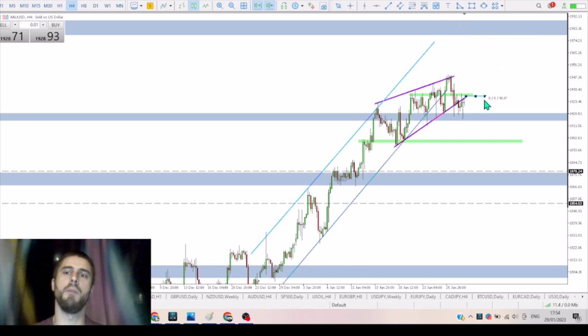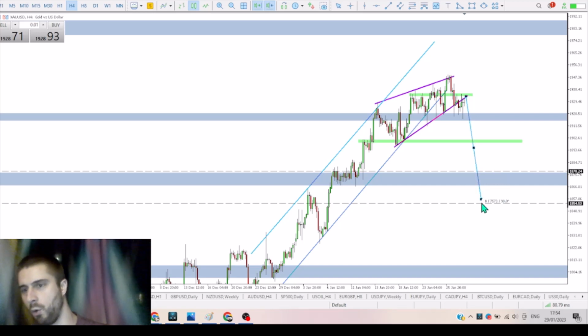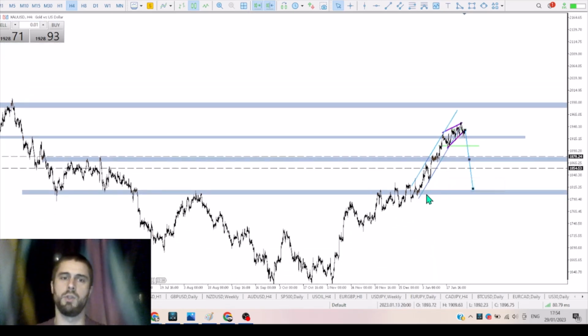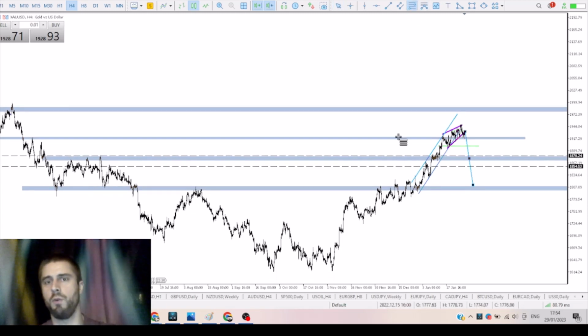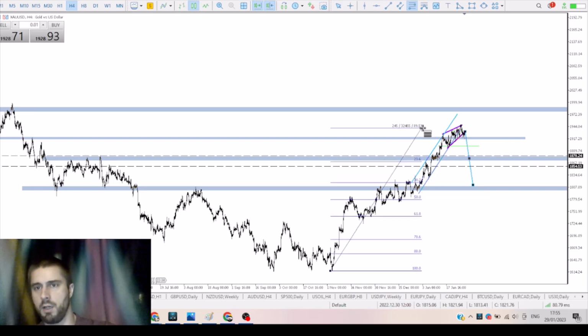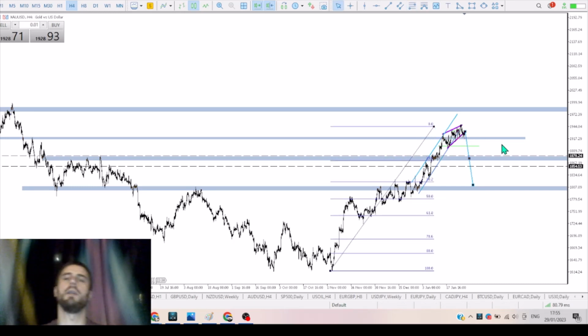Of course, price can make even a deeper correction all the way to 1880 or even 1800s, which is a very interesting zone. And if we draw the Fibonacci tool, guys, we can check that price still hasn't corrected much, so we can also see such a correction to the downside. That would be very interesting to see before further gold bullish continuation.